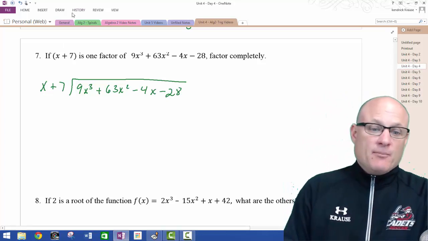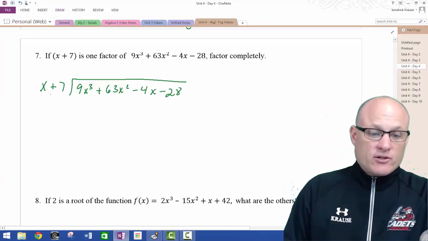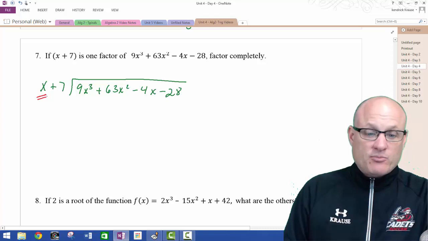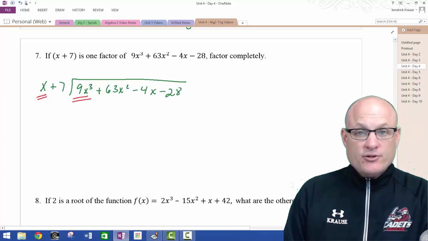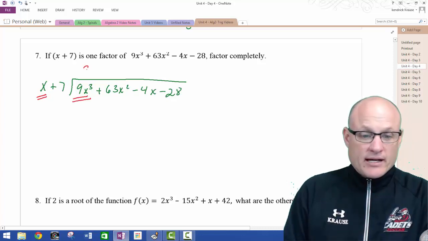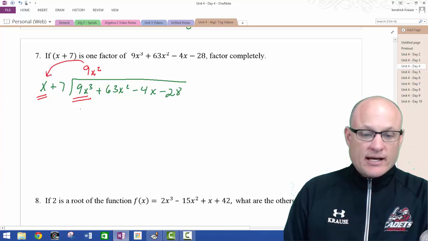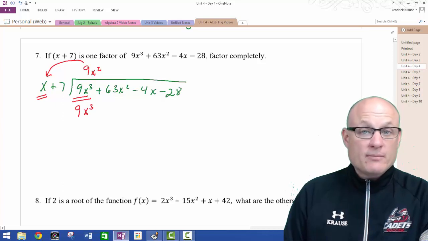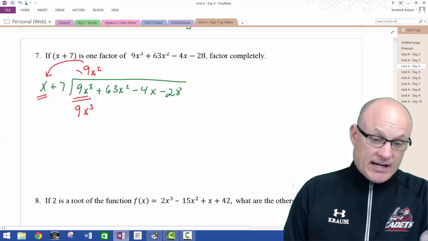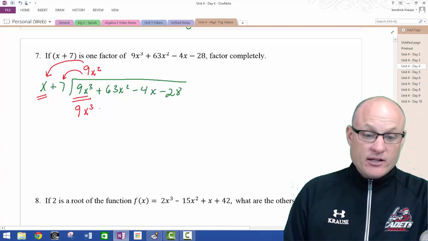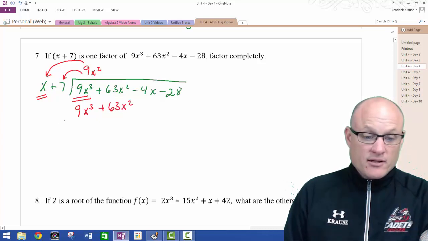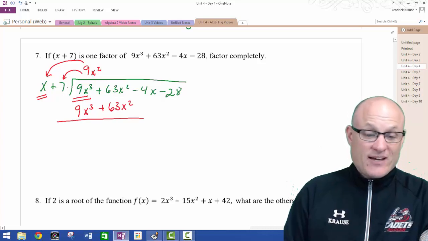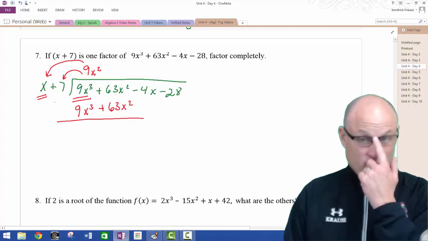Okay? On this particular problem, we're going to look to see what do I have to multiply x by to get 9x cubed. Well, that would be 9x squared. So 9x squared times x is 9x cubed. That's what you want to happen. These always have to match at the beginning. 9x times 7, on the other hand, is positive 63x squared. They don't have to match. And in this case they did, which makes it a little weird.